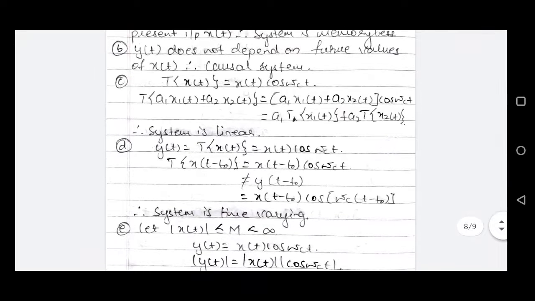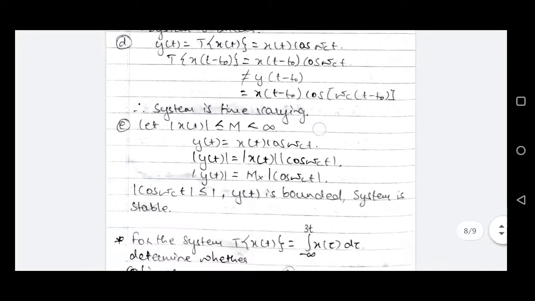Now, is it a time invariant or time varying system? To verify the time invariance, we'll delay the input by substituting t minus t naught in place of t. So, the transformation of x of t minus t naught will be equal to x of t minus t naught cos omega c into t, which is not equal to y of t minus t naught. Y of t minus t naught would result in x of t minus t naught cos of omega c of t minus t naught. Therefore, the system is a time varying system because the delayed output is not equal to the response to the delayed input.